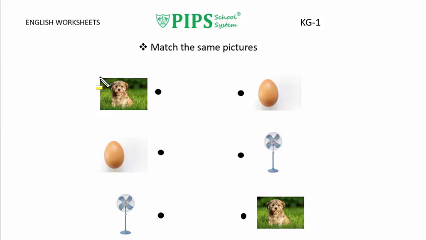This is a dog. Let's see where is the second picture of dog. Here is the second picture of dog which is similar to it. Now we will match the dog with the same picture like this.